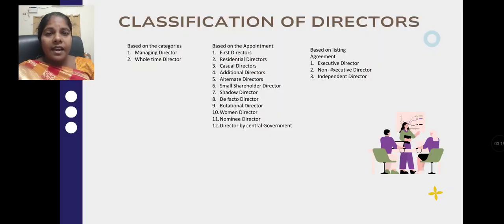Next, moving on to the classification of directors. Here you can see 3 major classifications of directors. The first is based on categories. Secondly, it is based on appointment, and thirdly, it is based on listing agreement.